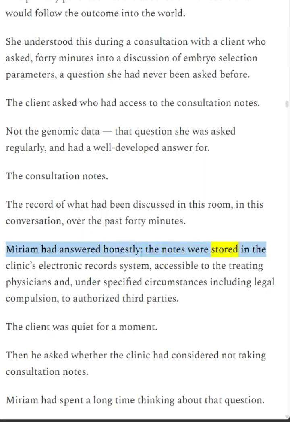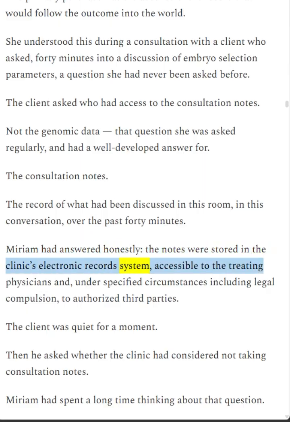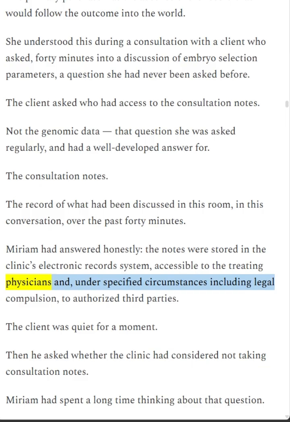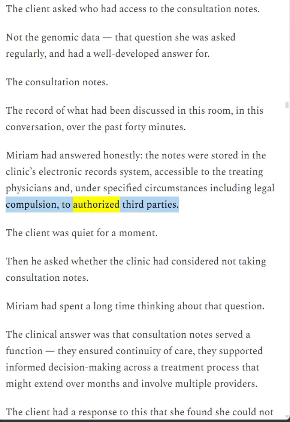The notes were stored in the clinic's electronic records system, accessible to the treating physicians and under specified circumstances, including legal compulsion, to authorized third parties. The client was quiet for a moment. Then he asked whether the clinic had considered not taking consultation notes. Miriam had spent a long time thinking about that question.